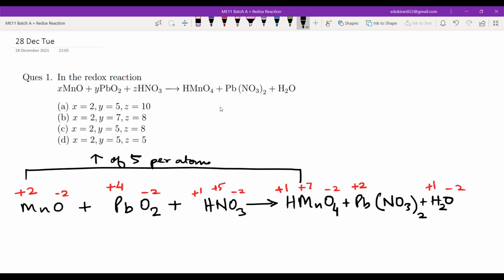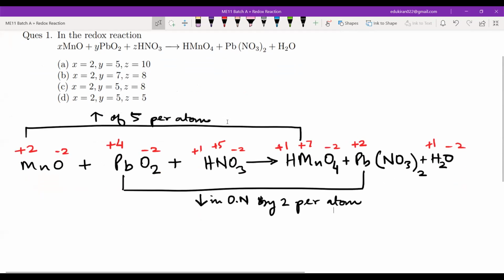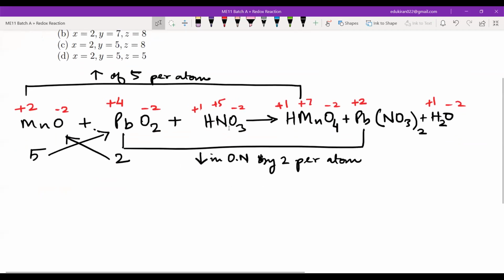We'll have 2 MnO plus 5 PbO2 plus HNO3. It will give me, now since there are 2 manganese, I will write 2 HMnO4, plus I will be writing 5 Pb(NO3)2, plus H2O.